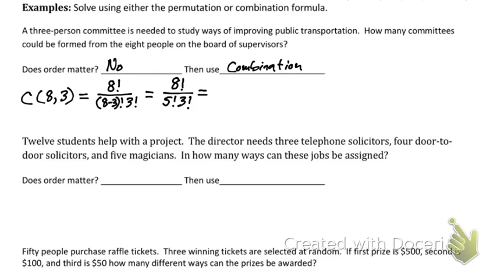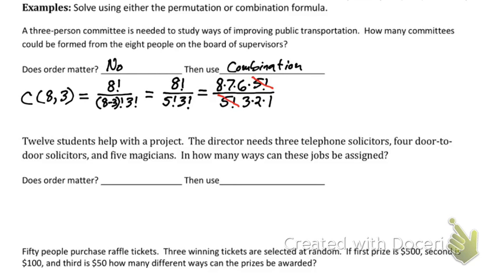I'm going to rewrite that. 8 factorial is actually 8 times 7 times 6 times 5 times 4 times 3 times 2 times 1. So it's really 8 times 7 times 6 times 5 factorial. I can stop there and put a factorial symbol on it. Over 5 factorial. And I'm going to rewrite 3 factorial as 3 times 2 times 1. 5 factorial will cancel out with 5 factorial. It's the same number. 3 times 2 is 6.